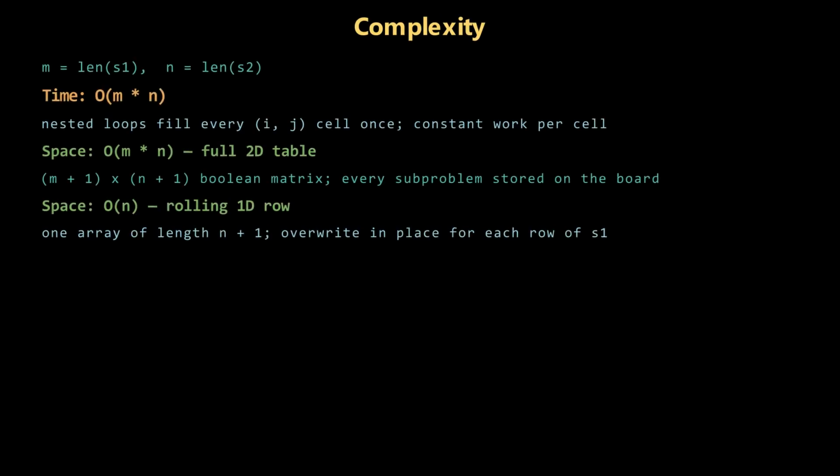Let m and n be the lengths of strings 1 and 2. Time is O of m times n. The nested loops visit every DP cell once with constant work per cell. For space, the straightforward version keeps the full two-dimensional Boolean table, using O of m times n memory. We can compress that to O of n with one rolling row, because each new row only needs values from the row above and the cell to its left.